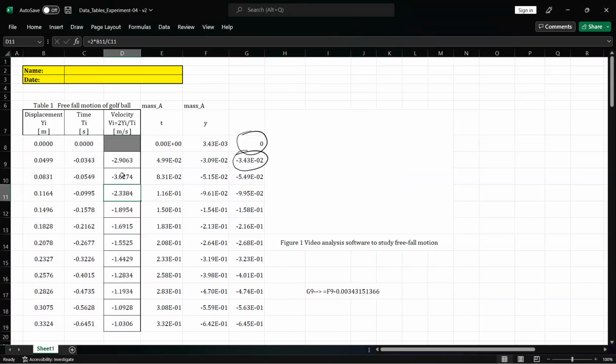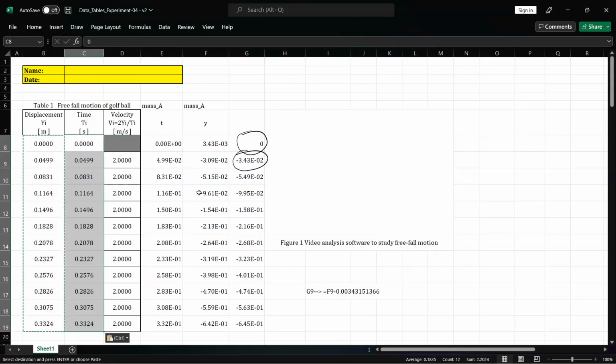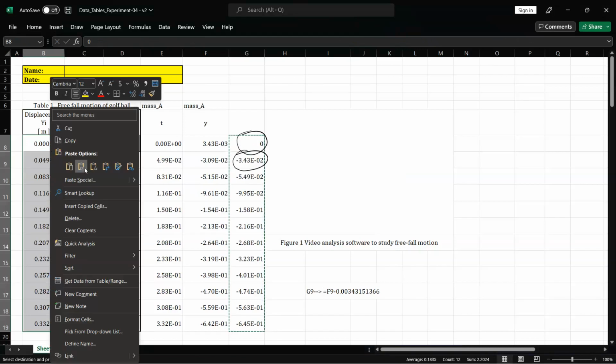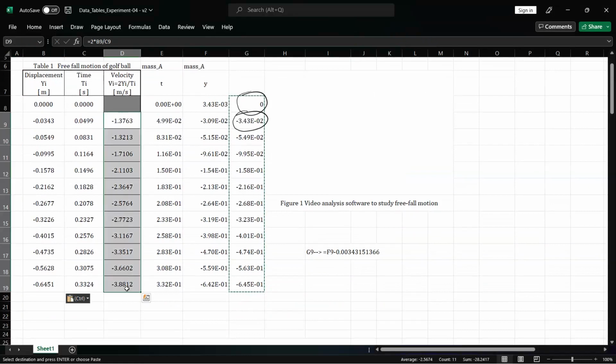So we have velocity. And then we can take a look at the mistake here. This should be time, that should go here. My calculated y displacement, that actually should go here. Copy paste that. All right, now it's good because velocity should continuously increase. This should be somewhere like 4 meters per second.